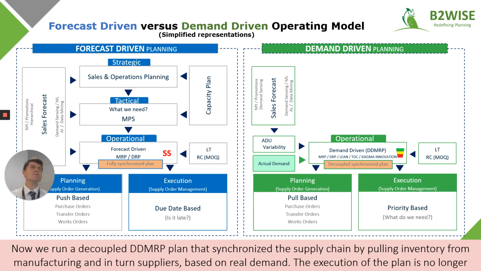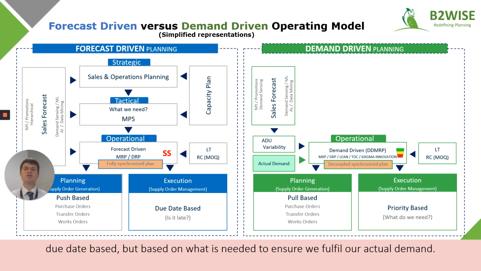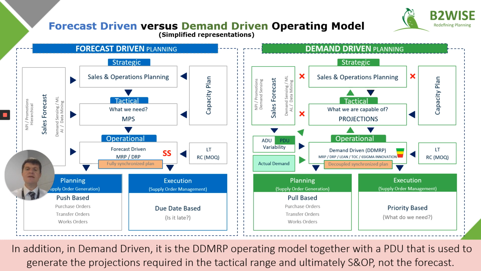Now we run a decoupled DDMRP plan that synchronizes the supply chain by pulling inventory from manufacturing and in turn suppliers based on real demand. The execution of the plan is no longer due date based, but based on what is actually needed to ensure we fulfill our actual demand. In addition, in DDMRP, it is the operating model together with the PDU, the projected daily usage, that is used to generate projections required within the tactical range and ultimately the S&OP, not the forecast.